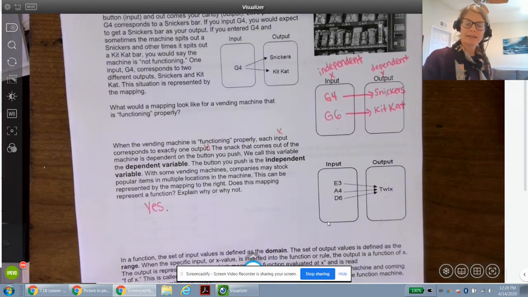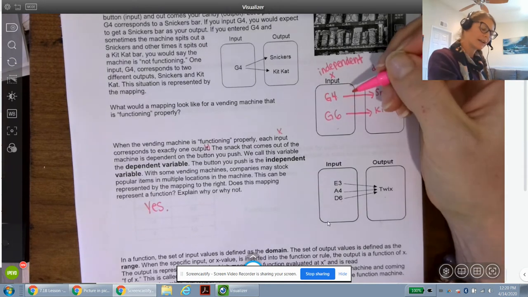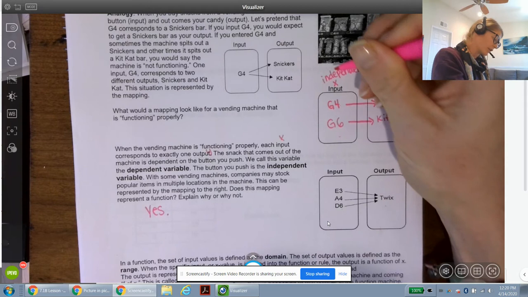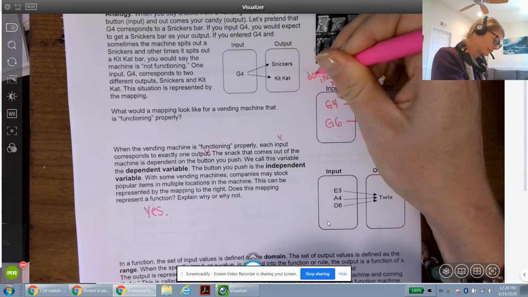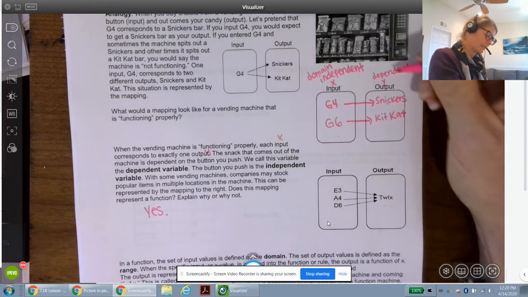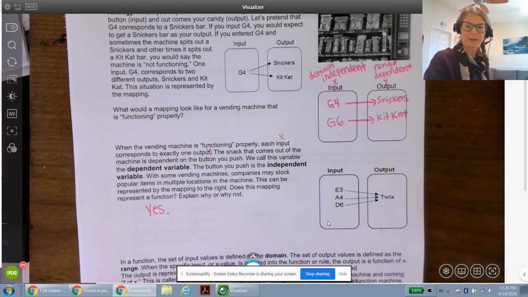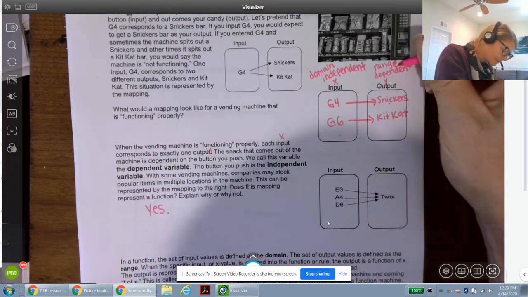And in this way we can say, another word for X. Do you guys remember another word for an input or independent? Another word is domain. That's another synonym. And then the Y value is called the range. Perfect.